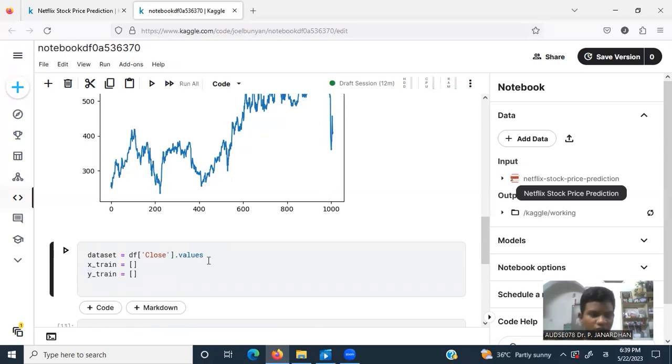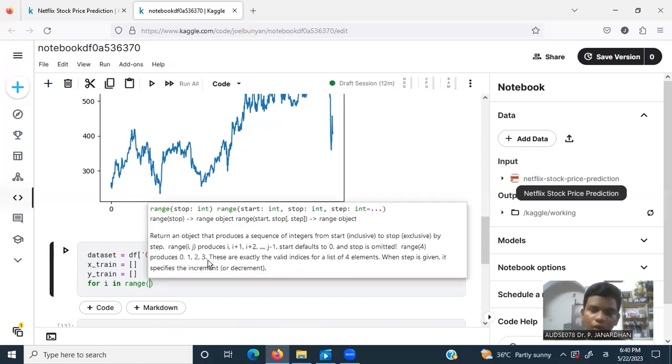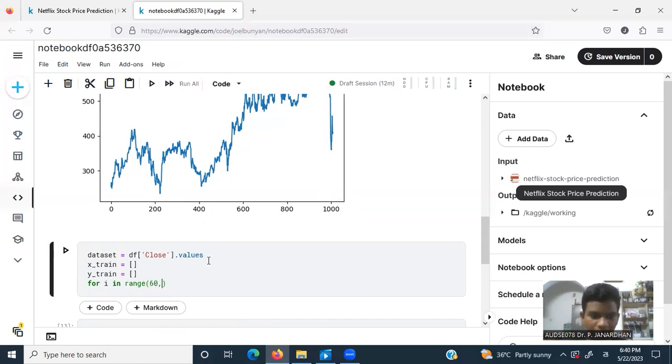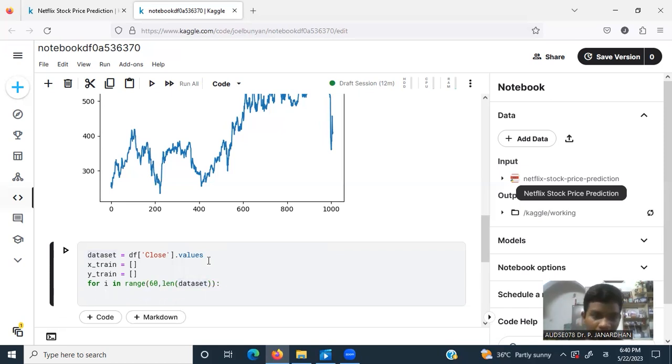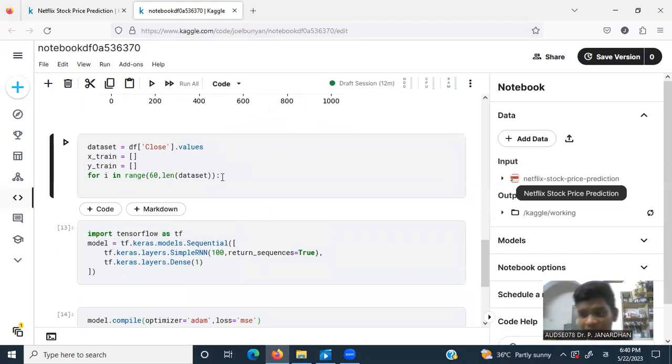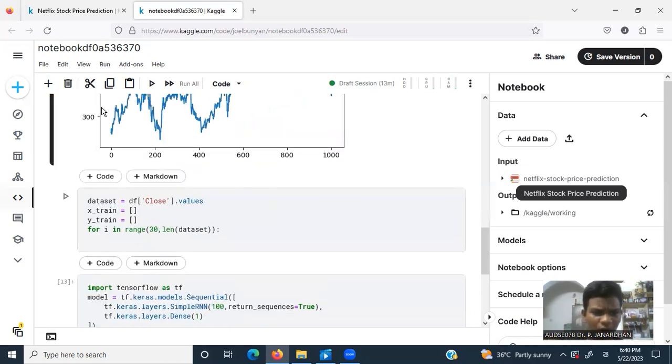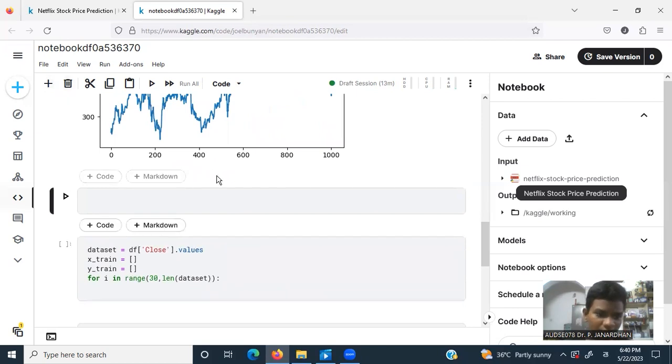So I'm going to do a loop. I'm going to say for i in range, what number should we pick? Let's say 60. I'm going to explain this as we go on with the coding. I'm going to go from 60 to the length of the dataset, from the 60th element to the last value. Or let's pick 30, just because I think our dataset is small. Let's look at the length of our dataset. Let's print data dot shape because it is a numpy array.